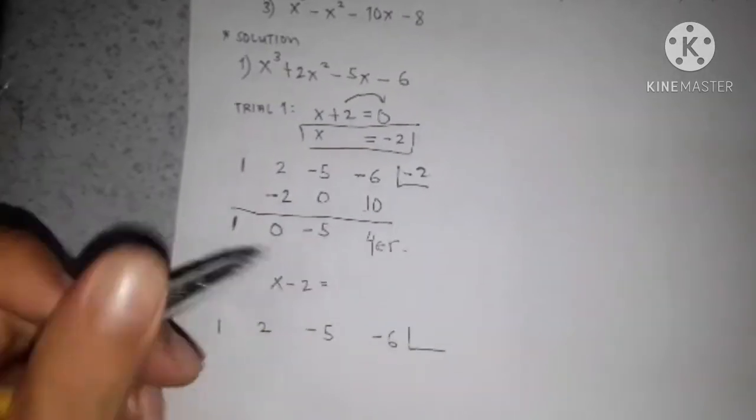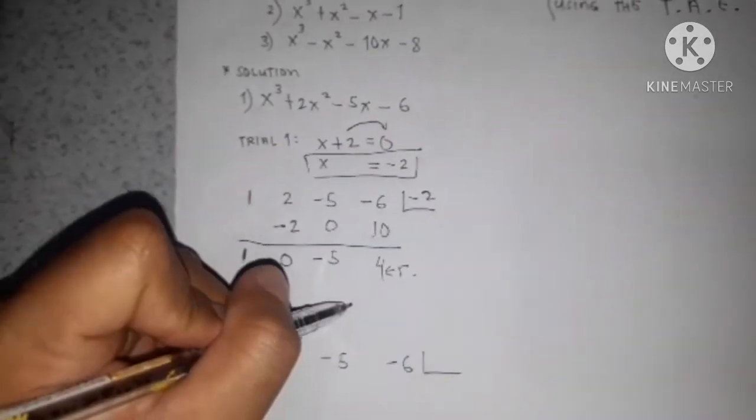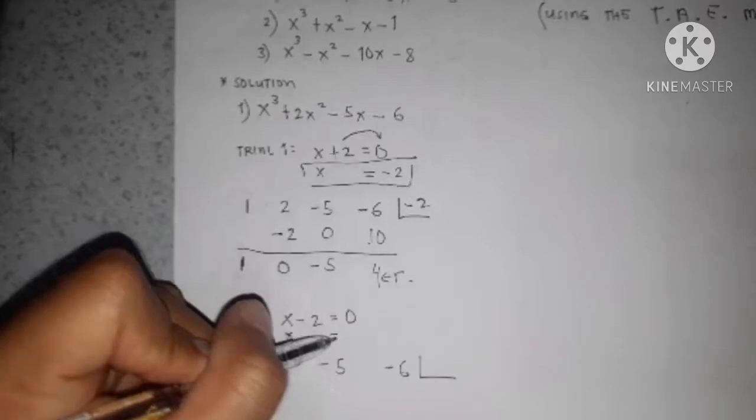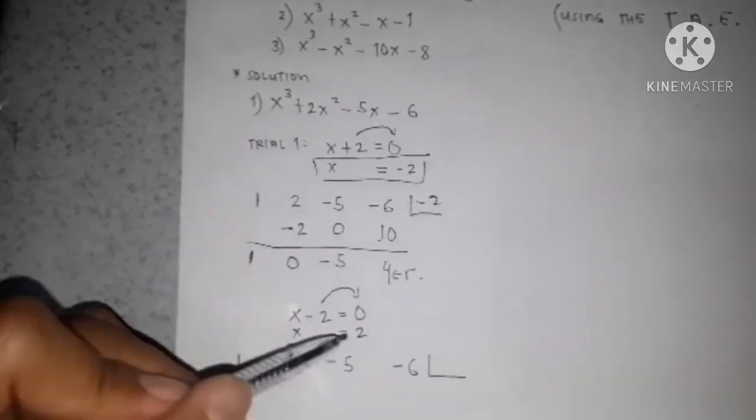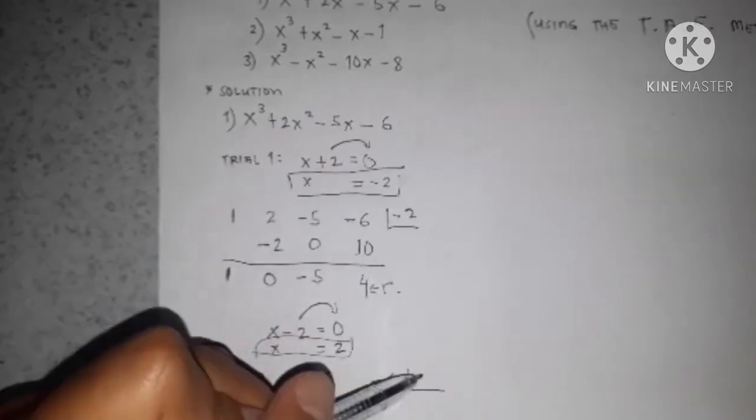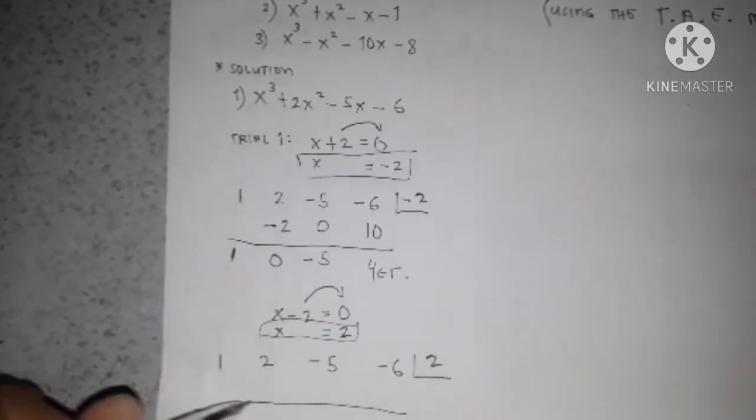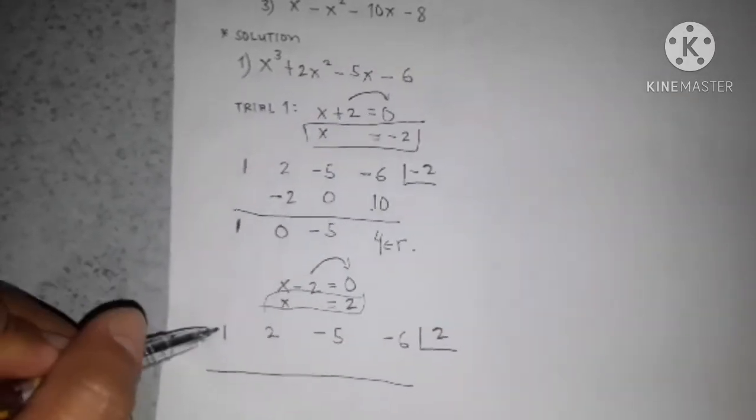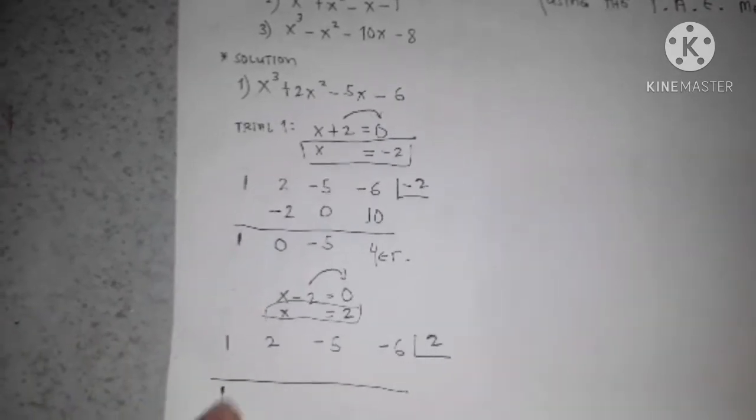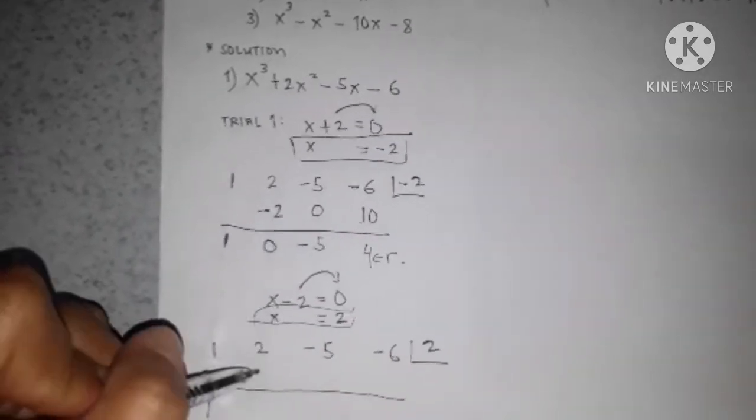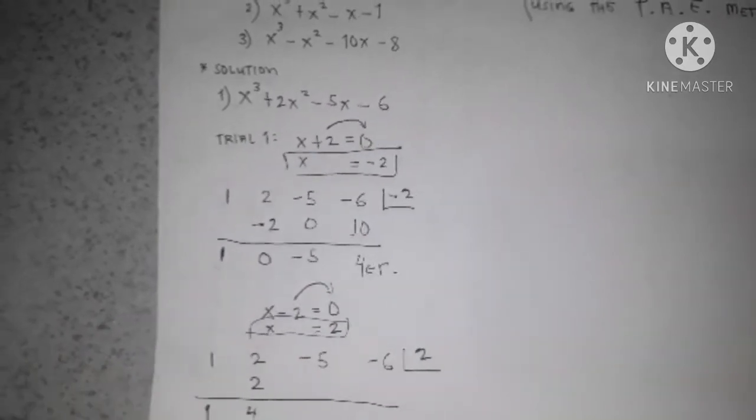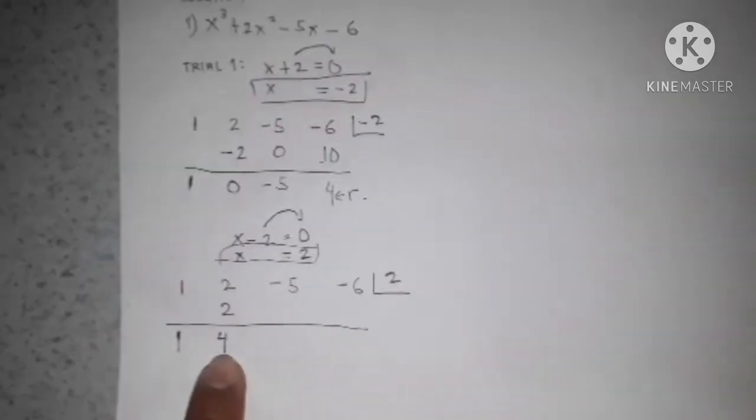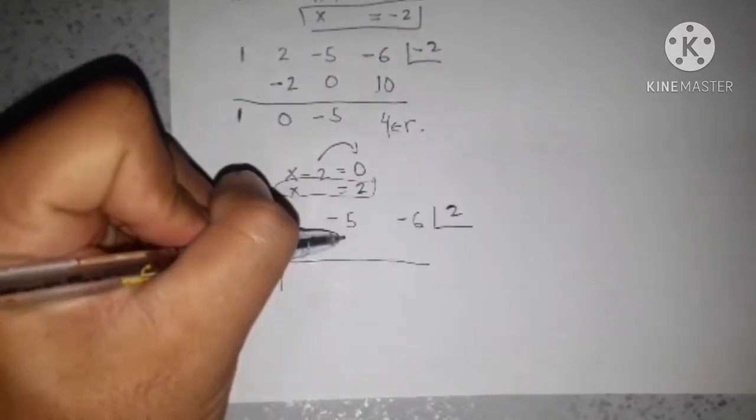And then, equate x minus 2 to 0. So, you have x minus 2 equals 0. Find the value of x. Negative 2, ilipat sa kabila, magiging positive 2. Ang test 0 natin is positive 2. So, you have bring down 1 and then positive 1 times positive 2, that is positive 2. 2 plus 2, that is 4. And then positive 4 times positive 2, that is positive 8.